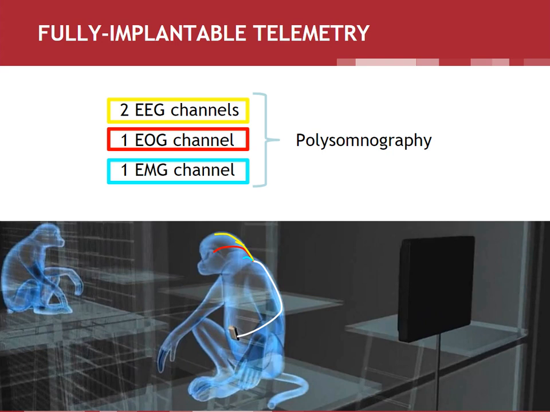We also used one electromyogram or EMG channel and one electrooculogram or EOG channel in order to have the same parameters of muscle tone and eye movement needed in order to perform polysomnography-based sleep scoring in monkeys based on the American Academy of Sleep Medicine scoring guidelines used for human adults.